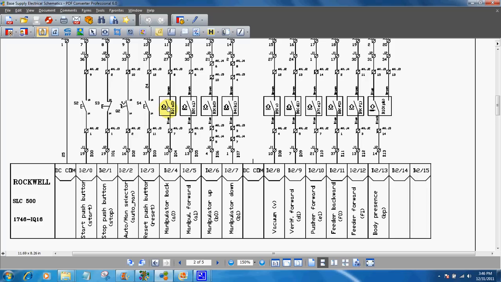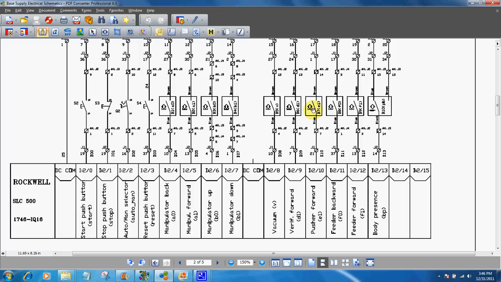But this is a proximity switch that's activated by a magnet. And our next symbol here is manipulator forward. Again, this is another proximity switch. I:26 is manipulator up. I:27 is manipulator down. And if we come across here, we got I:28, and this is a vacuum switch. So once the station has generated enough vacuum, the sensor would be tripped and would send an input to the PLC. Next we have verify forward.